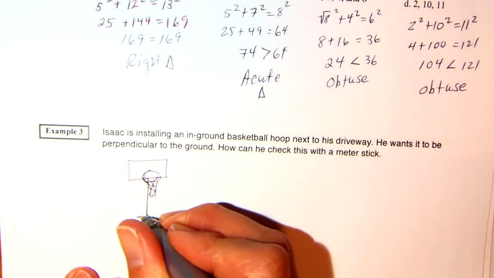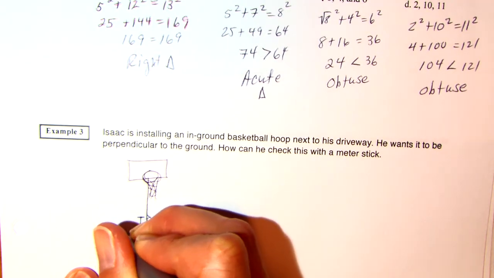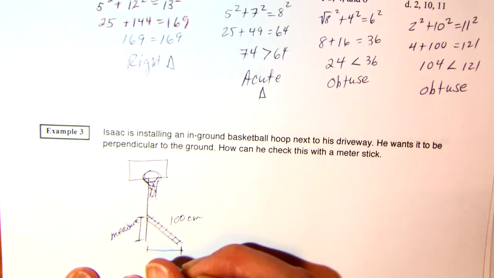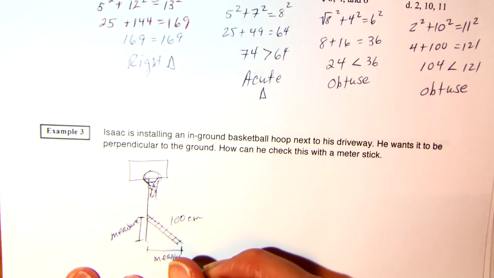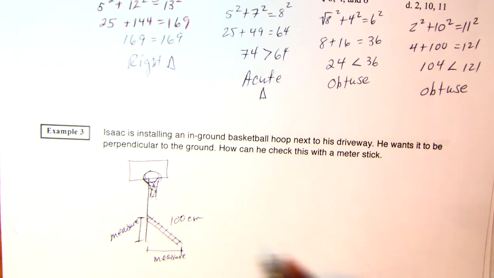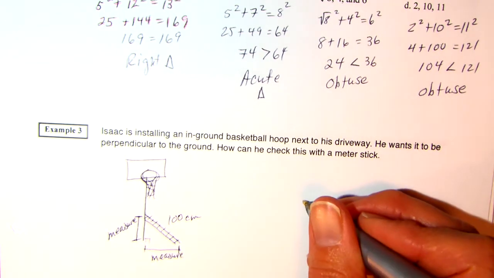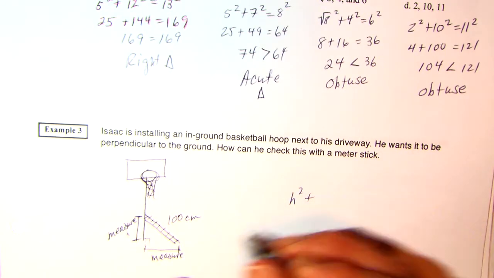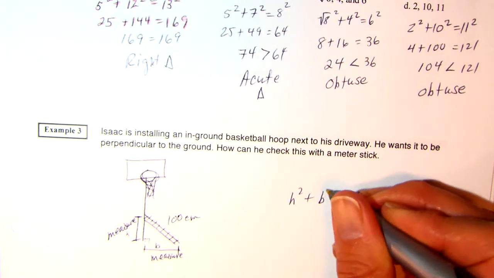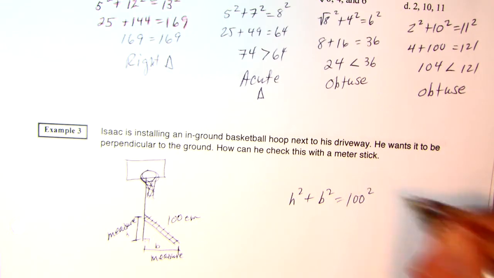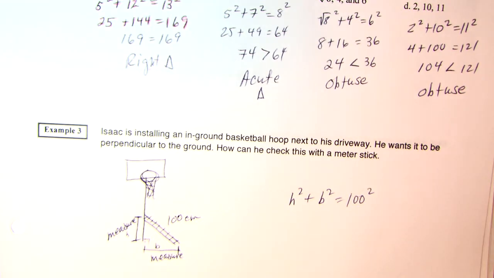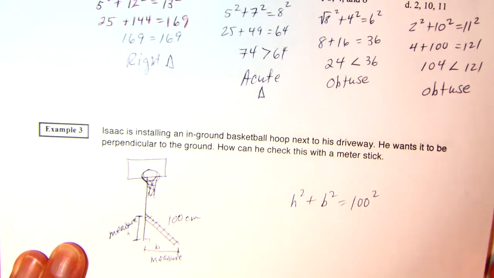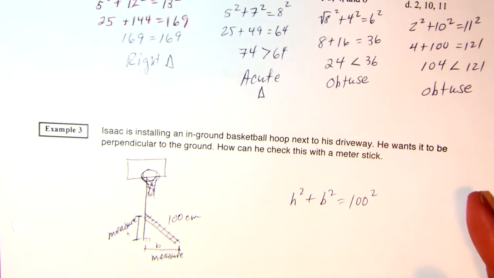Then what you can do is measure this, measure this. What has to happen? If you want to make sure this is perpendicular, this has to happen. The height right here squared plus whatever this base is squared has to equal 100 squared. So if that works out, it's perpendicular. You don't want it leaning, because over time, especially if you dunk a lot, you'll destroy that bad boy.